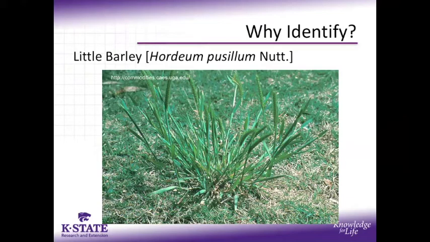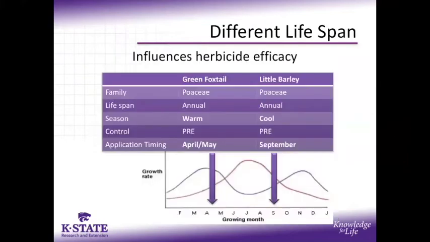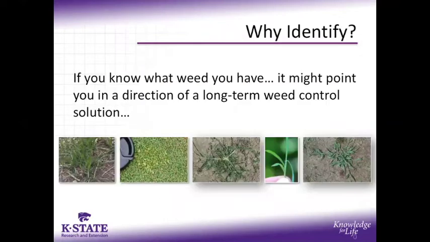But if you misidentified it, you would put your pre-emerge herbicide down at the wrong time, and you would still have the weed. For example, little barley is going to germinate right about now. So if you wanted to treat little barley with a pre-emerge herbicide, you'd have to put it on now. For green foxtail, you want to treat it in March and April timeframe. So if you misidentify, you say that you have green foxtail, and you're putting down a pre every year, you're going to keep having little barley year after year after year. So that's why it's important to identify. And it's also going to point you in a direction of a long-term solution.